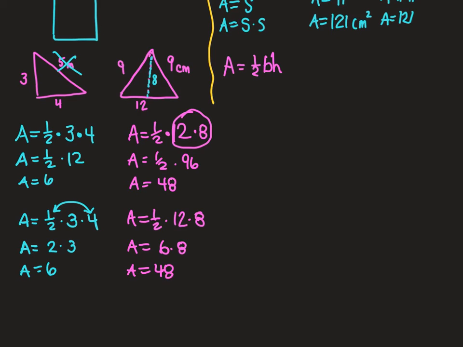So there's multiple ways your brain can think about this. You can take half of something or you can multiply then take half.